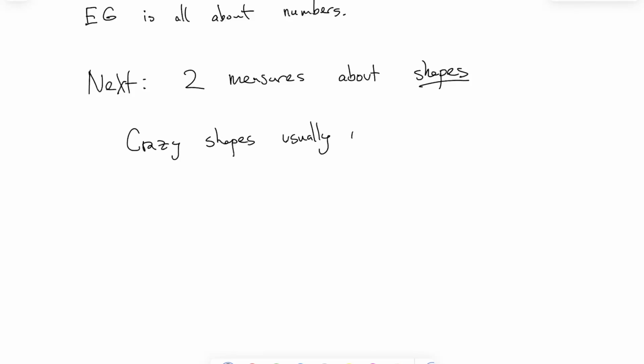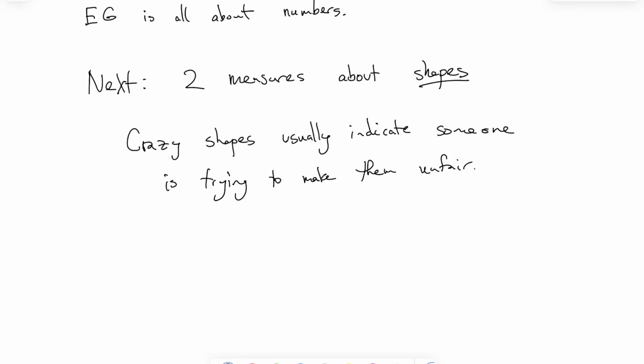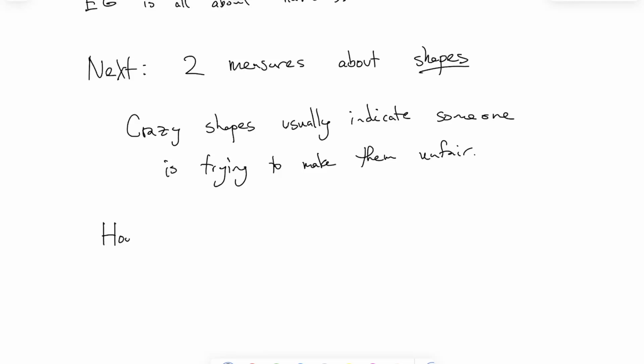The basic idea is that crazy shapes usually indicate that someone is trying to make them unfair, right? If you are looking at one of these maps and you see a ridiculous, wormy shape, that's probably been drawn in that way in order to cause some kind of advantage to one or the other party. So what I want to talk about are 2 different ways to measure specifically how crazy a shape is.